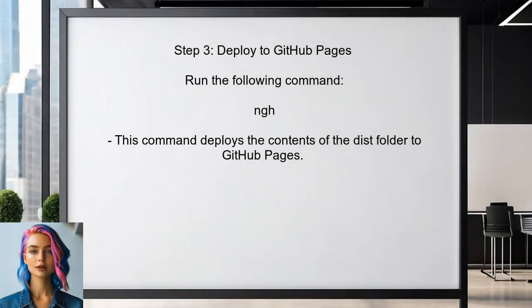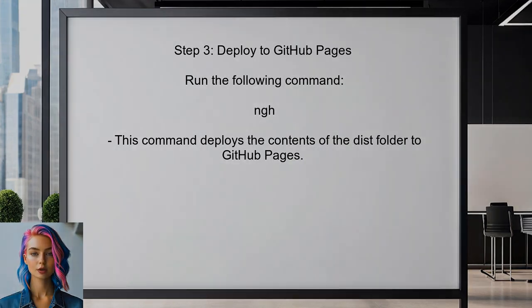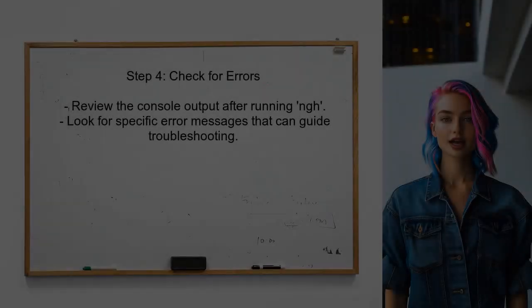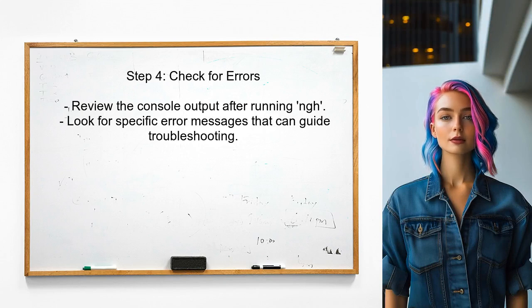After confirming the build, the user should deploy the application using the Angular CLI Ghpages command. This command is crucial for pushing the build to GitHub Pages. If the user encounters errors during deployment, they should check the console output for specific error messages. This can provide insights into what might be going wrong.